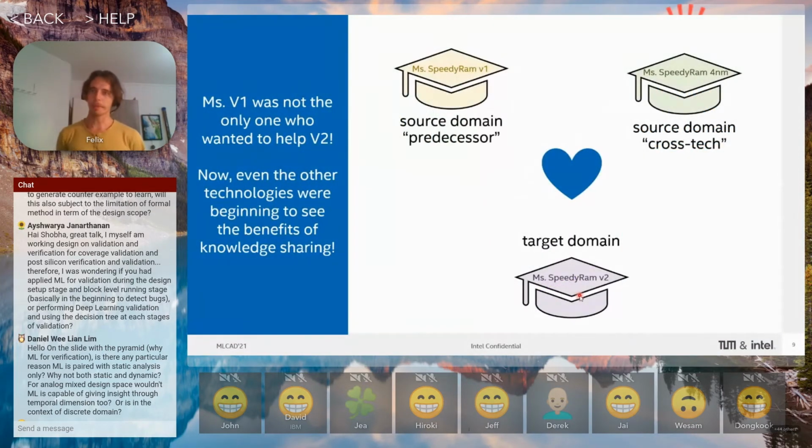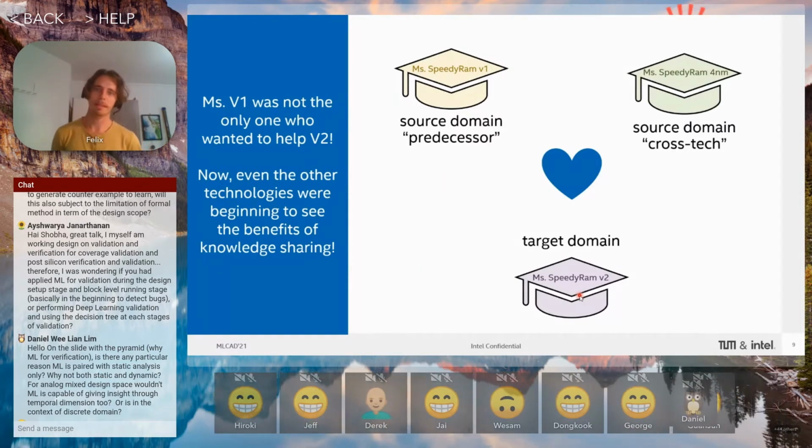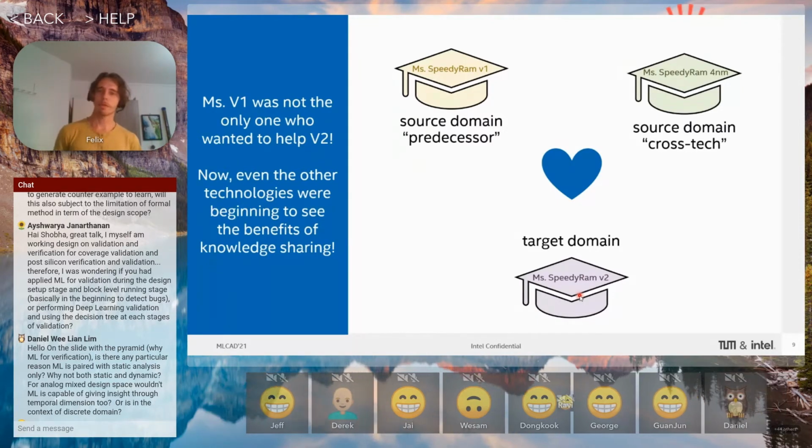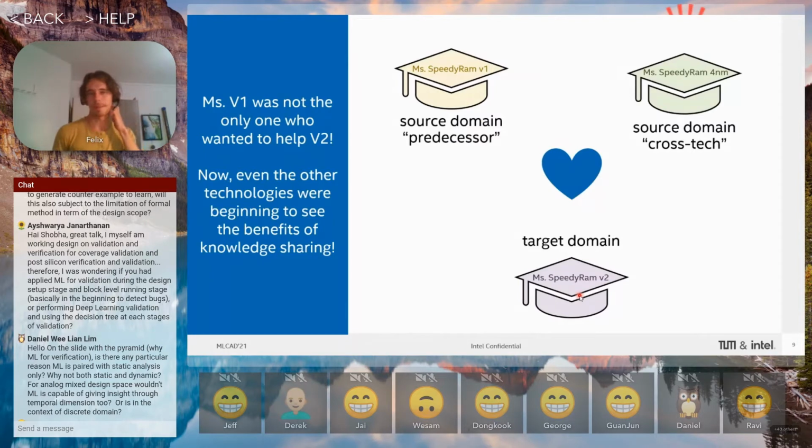But Ms. 1 was not the only one who wanted to help Ms. V2. So now even the other technologies were beginning to see the benefits of knowledge sharing. What we just saw, the example, was the transfer from the same compiler version 1 to compiler version 2. So this is a straightforward knowledge sharing transfer, where we imagine that this would be a clear win, right? The previous compiler version probably doesn't produce drastically different PPA than the next compiler version. It's the closest thing we can think of.